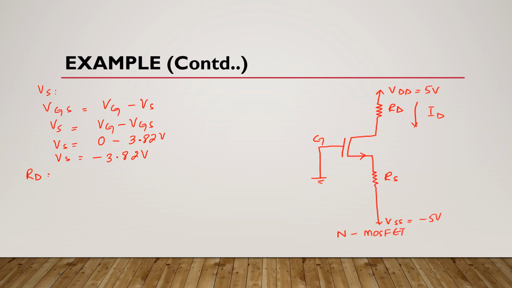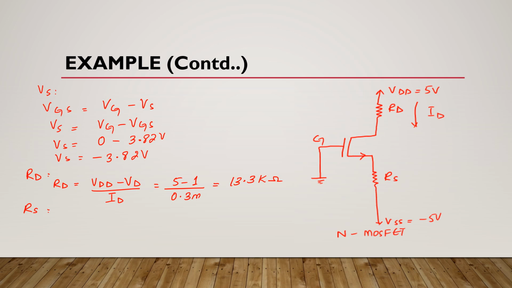Now what about drain resistor RD? Here the equation of RD will be VDD minus VD divided by ID. Okay, here we know that this VDD is 5 and this VD is 1 and ID is 0.3 milliamperes. After solving this, you will get 13.3 kilo ohms.